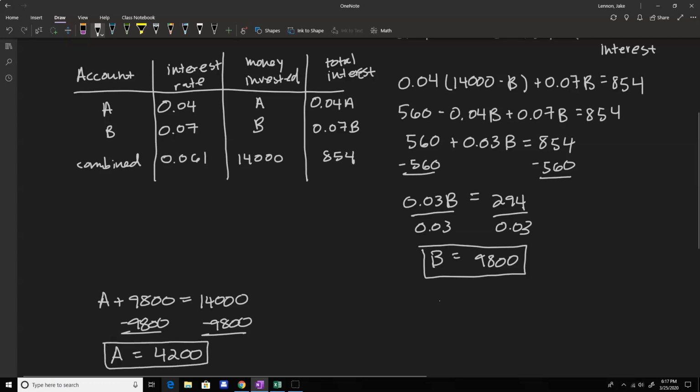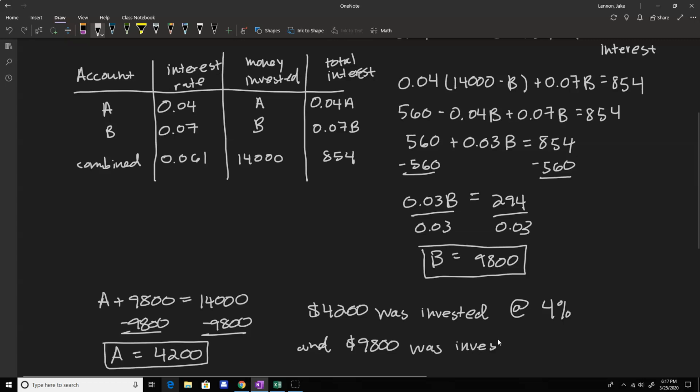So if we want to write that answer in a sentence, we say $4,200 was invested at 4%, and $9,800 was invested at 7%. So those are the amounts invested in the two accounts respectively.